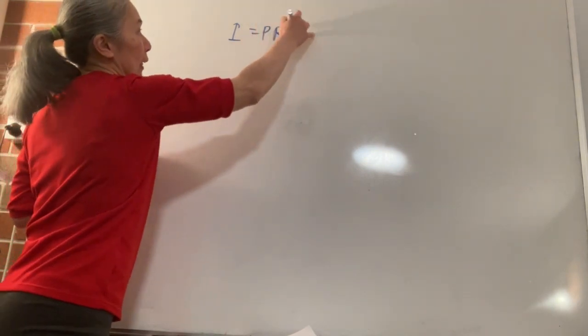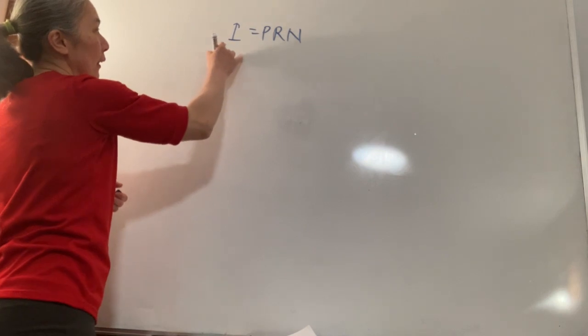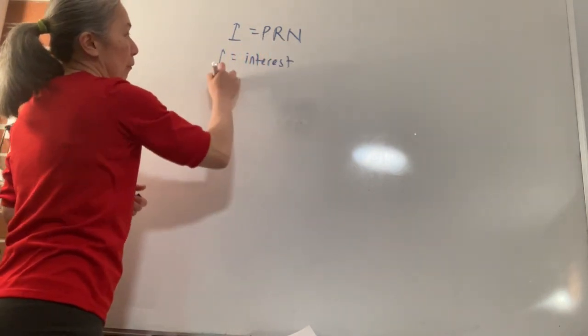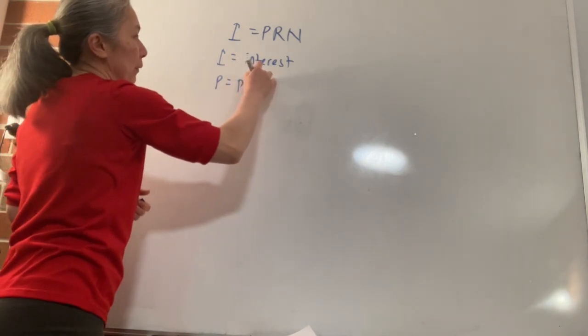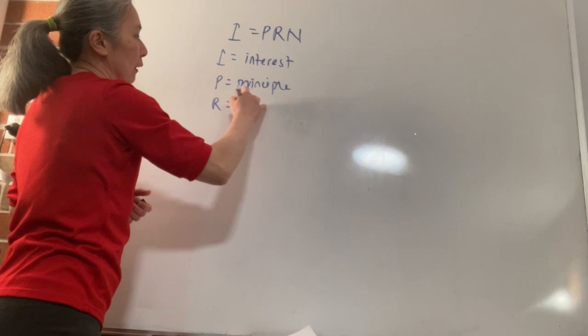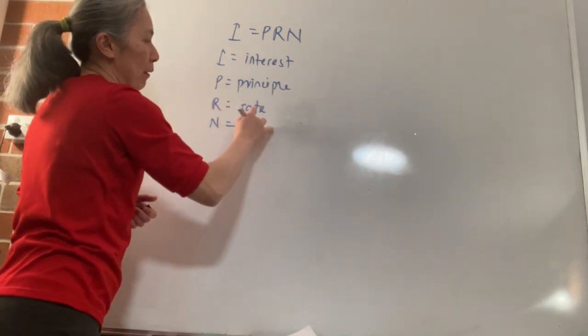So I equal to PRN. If you want to, you can write on top of it. I means interest. P is your principal. And R is the rate. And N is number of year.